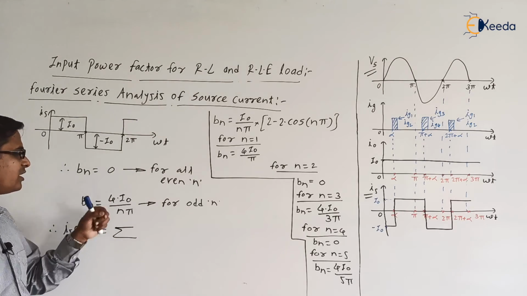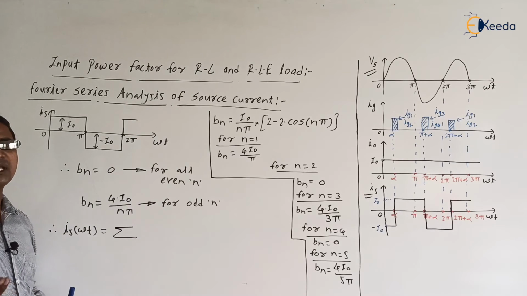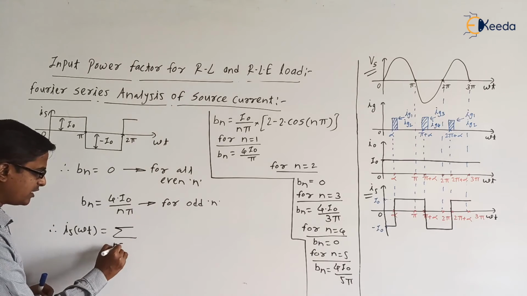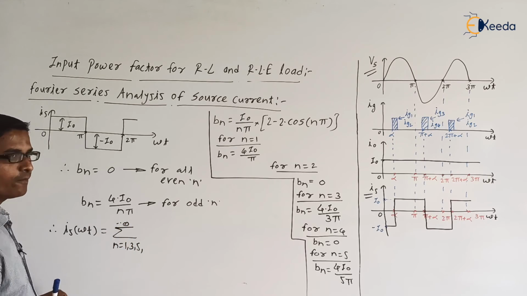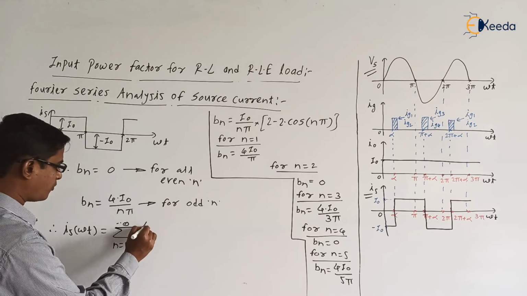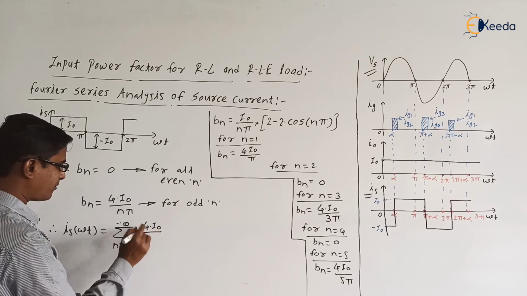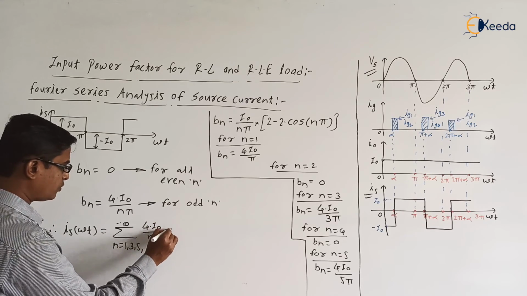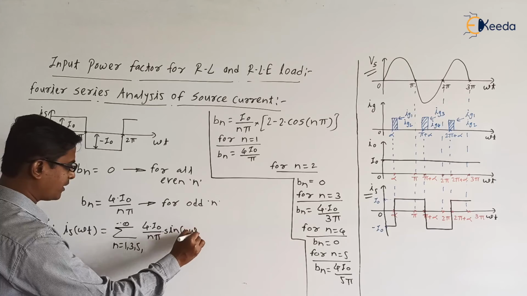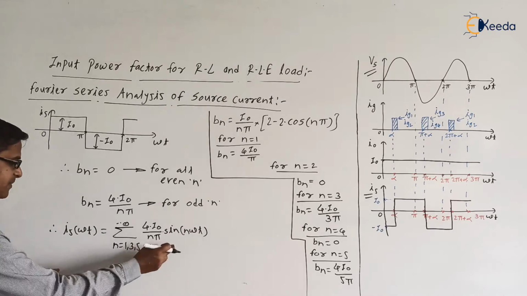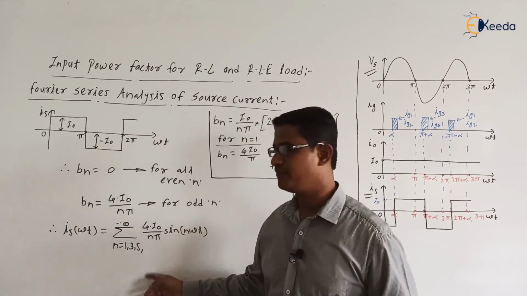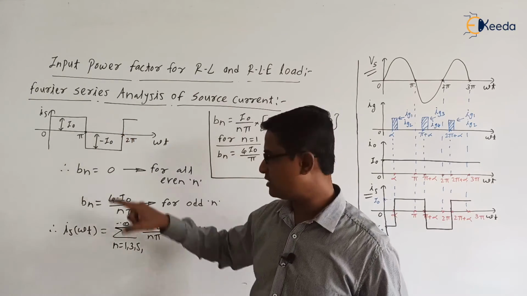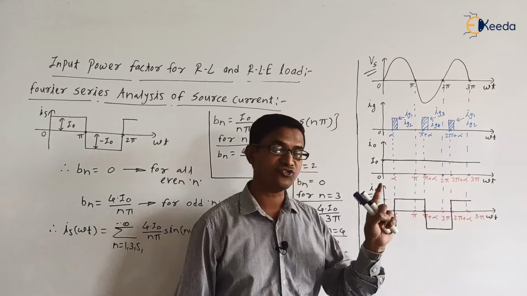But if you check Bn also, for even values of n, Bn is 0. So we can write it as n is equal to 1, 3, 5, 7 up to infinity. What is the value? It is 4 into I0 divided by n pi into sine of n omega t. This is the expression of is of omega t. Please be careful. This is is nothing but this, and this expression is valid for this is as well.